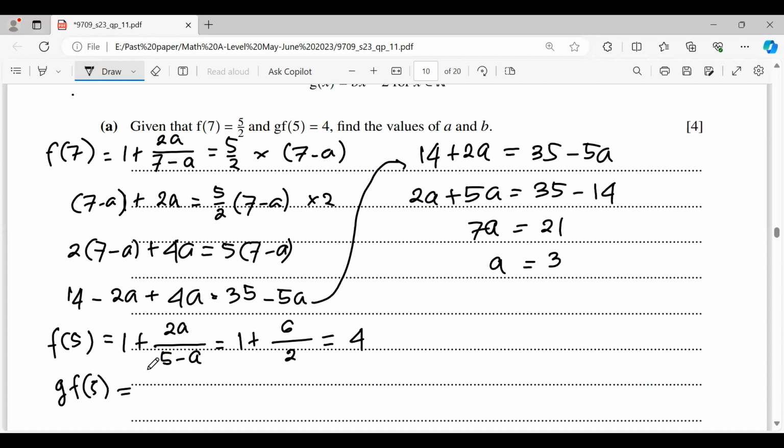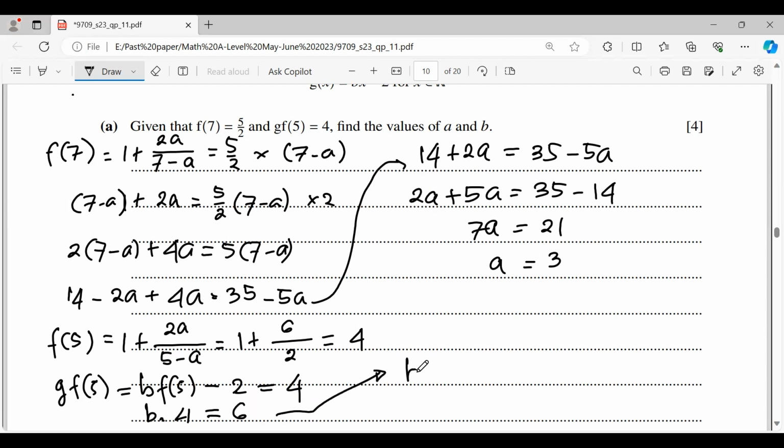gf of 5 equals b times f of 5 minus 2 equals 4. So b times f of 5 equals 4 plus 2, which equals 6. So b equals 6 over 4, or 3 over 2.